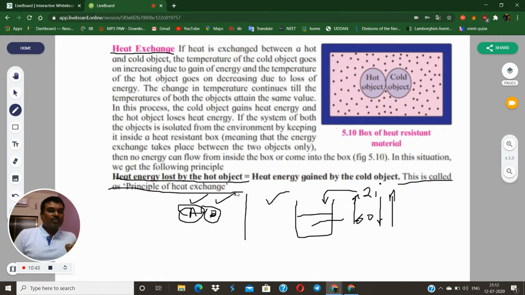Heat energy lost by the hot object is always equal to the heat energy gained by the cold object. Yes, okay, this is called the principle of heat energy.